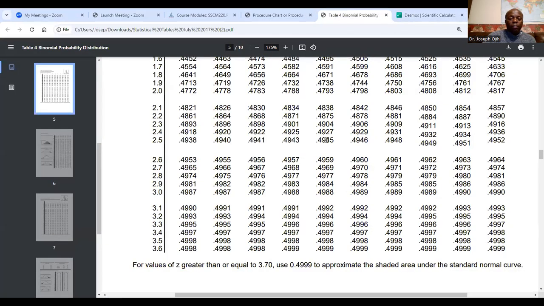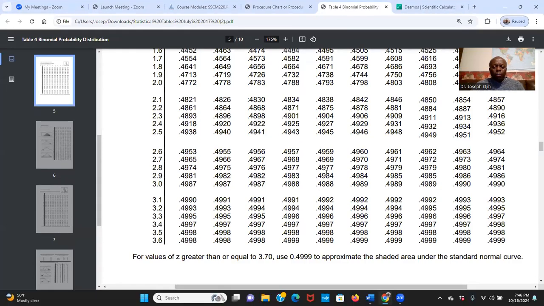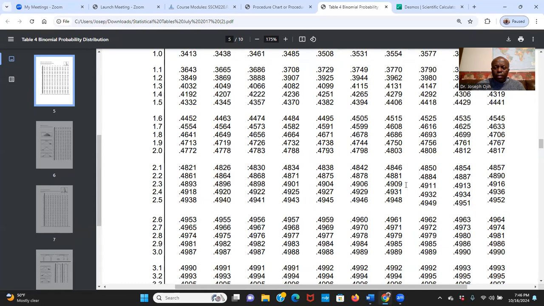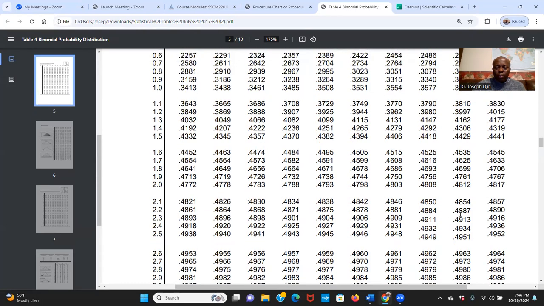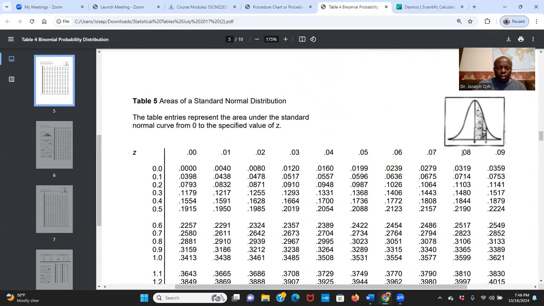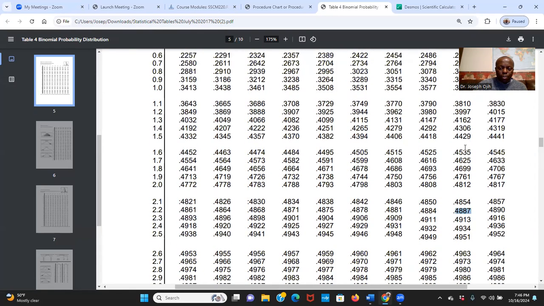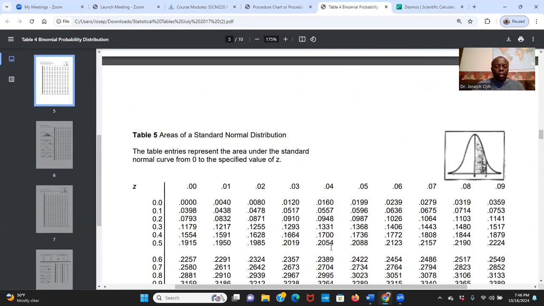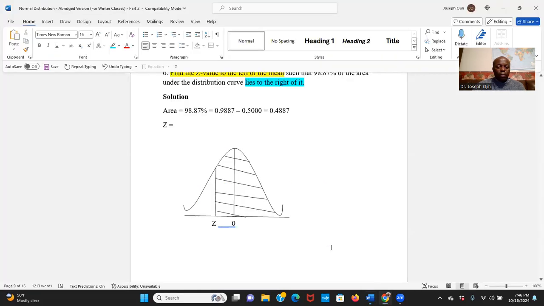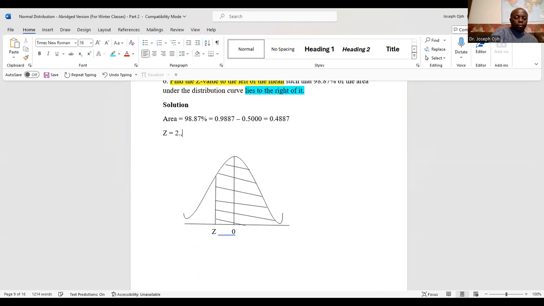We're going to look at the table again. Look for 0.4887. Yep, we're lucky, it's right here. You follow it on the left: 2.2. You follow it up: 8. So we got 2.28. Now, the Z value is on the left side, so you're going to put negative 2.28. That's the answer. Any question on this?